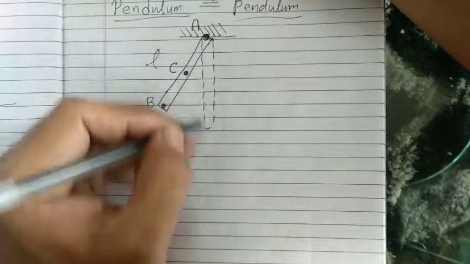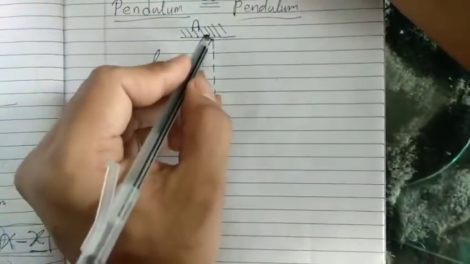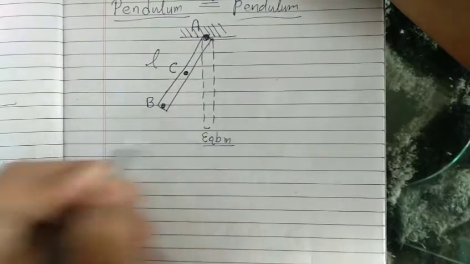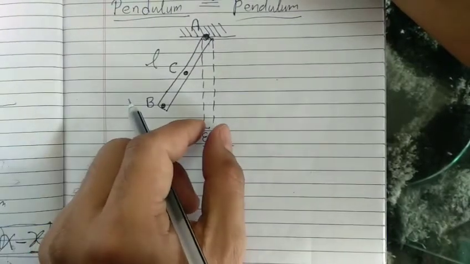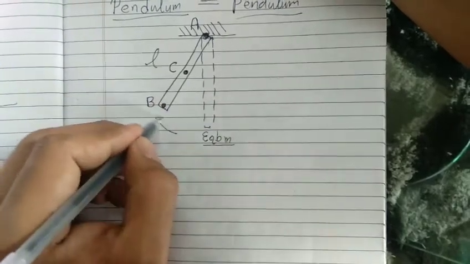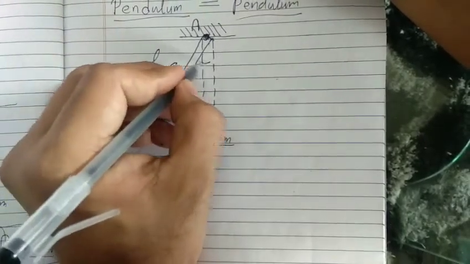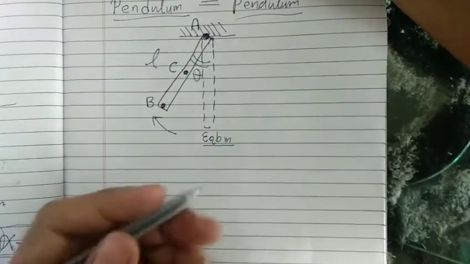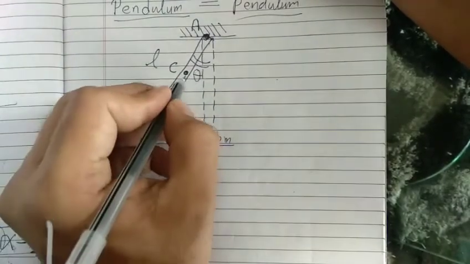Initially, suppose the rod is in this vertical position. When the rod is in vertical position, it will be at rest, in equilibrium. From its equilibrium position, suppose we shift the rod to this side, such that the angle formed is theta. So you can understand that theta is the angular displacement.